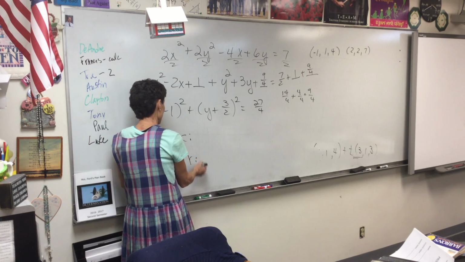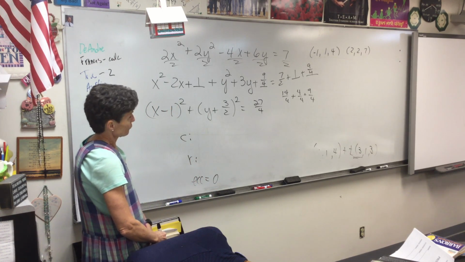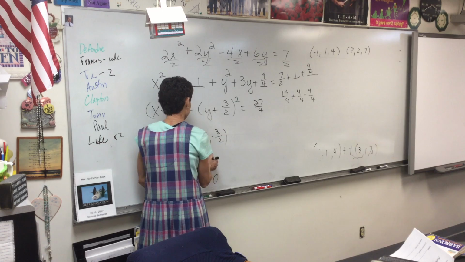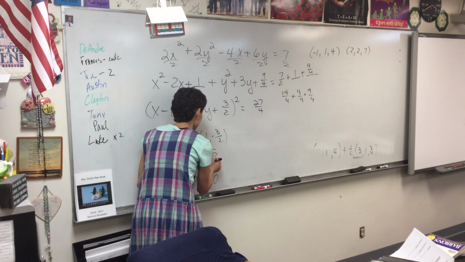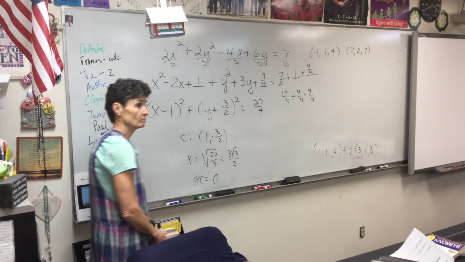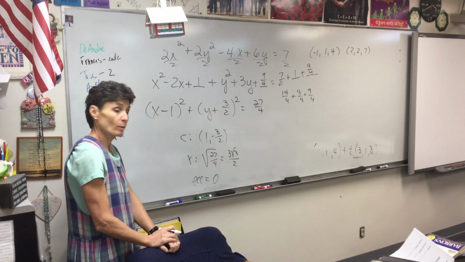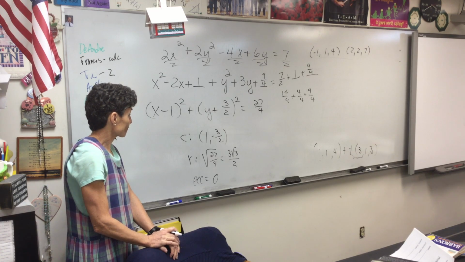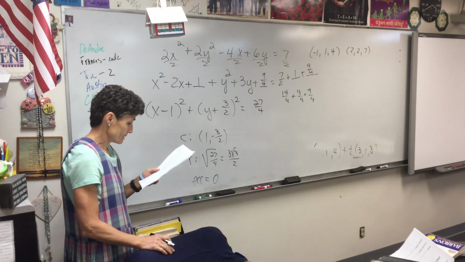I need my center, my radius, and my eccentricity. The eccentricity is 0. It's a circle. Where's my center? 1, negative 3 halves. What's my radius? Square root of 27 fourths, which is 3 root 3 over 2. Square root of 27 over the square root of 4. All right, so that was a little tricky. Let's see what else.